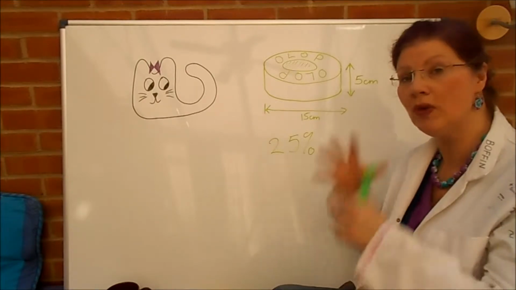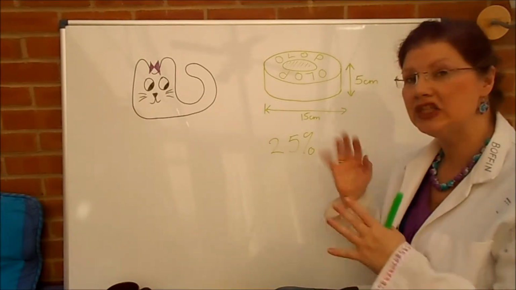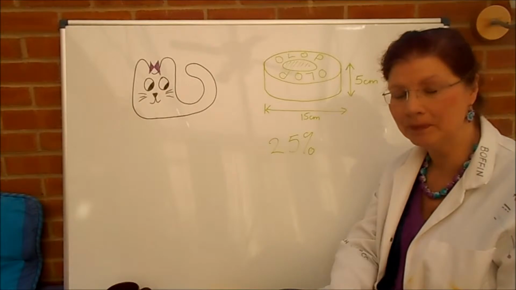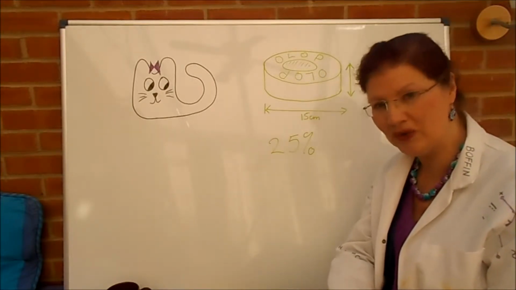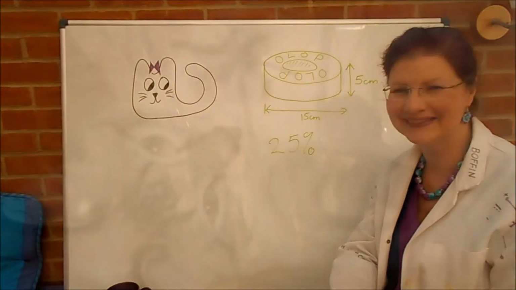Okay, so when she took away the hole out of the middle, she took away 25% of what she'd had before. So for part A, please, could you calculate the radius of the hole in the middle? Okay, off you go.